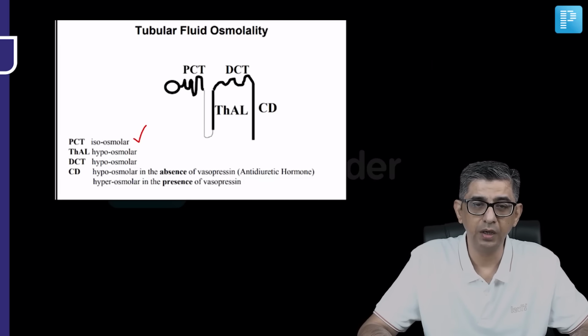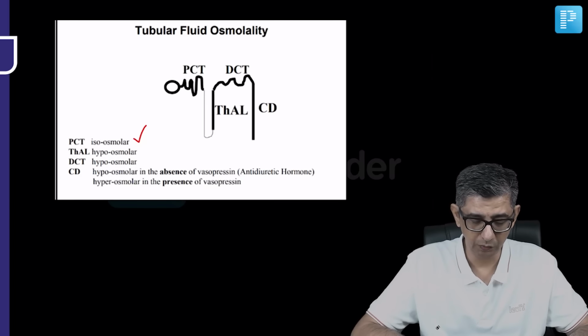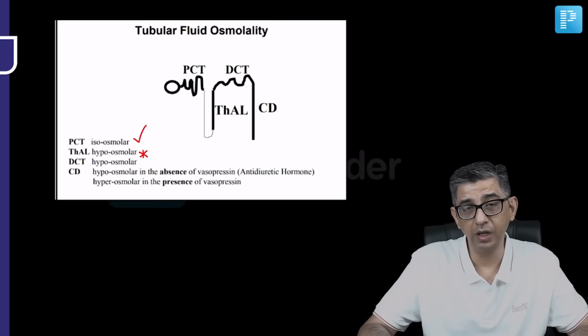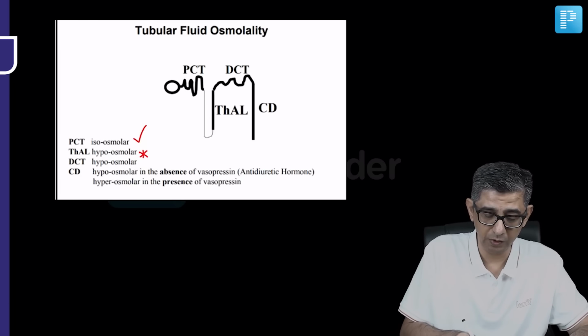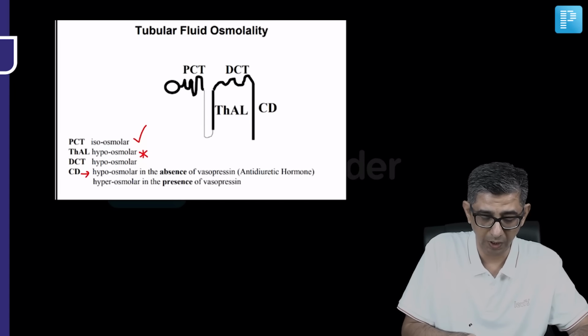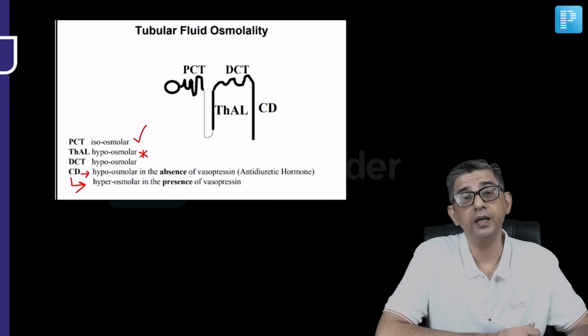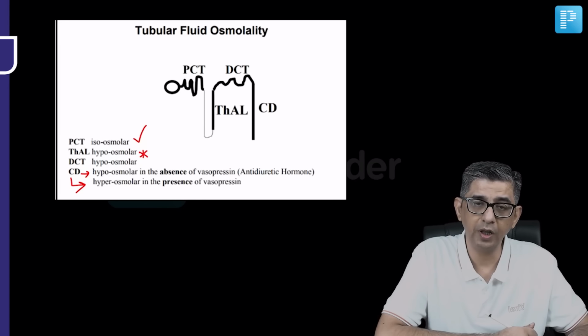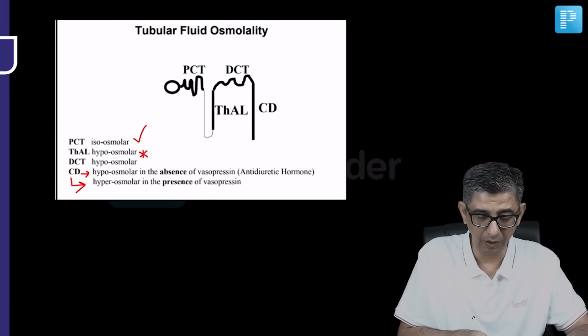Then for the thick ascending limb of the loop of Henle, this would be hypoosmolar once again. And in the collecting duct, if he specifically talks about the collecting duct per se, then in the absence of vasopressin, it would be hypoosmolar. And if there is SIADH, in excess, then there would be a hyperosmolar tubular fluid, or ultrafiltrate, per se.